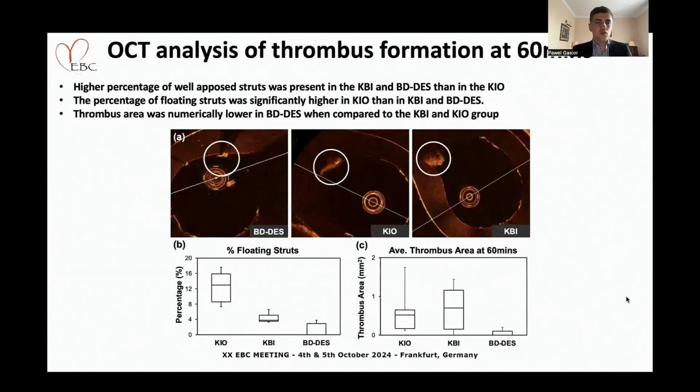And in this study, we evaluated OCT analysis of thrombus formation at 60 minutes following stent implantation. First of all, we found that the percentage of floating struts was statistically higher in the keep it open group when compared to the kissing balloon inflation group, which was of course expected. However, we did not find any differences in terms of thrombus area between the kissing balloon inflation and keep it open groups.